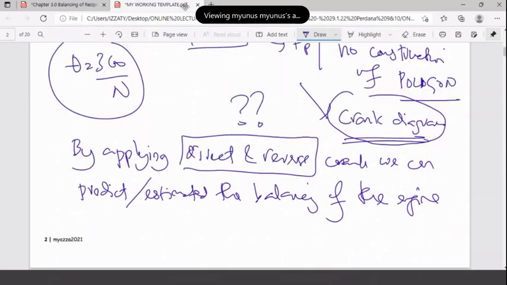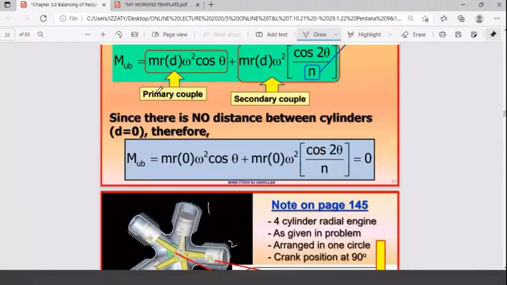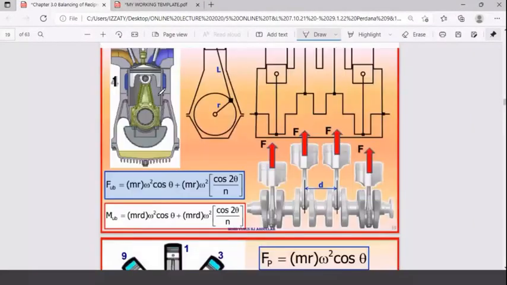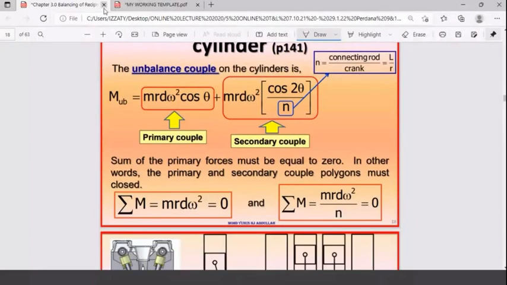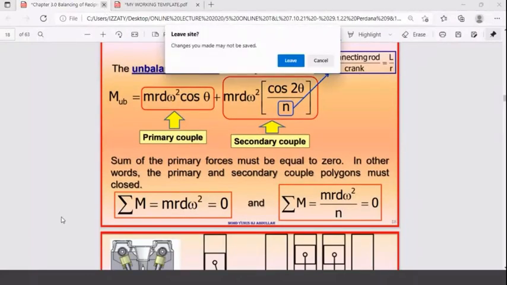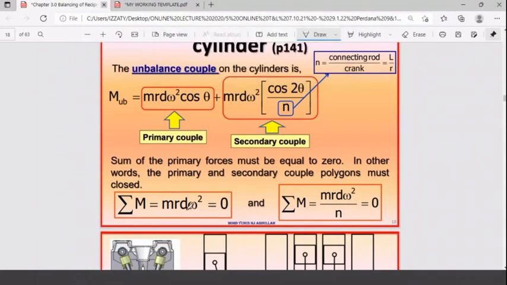So now we go back to our figure, or go back to our notes here. Oh, this one is an inline engine. Sorry, I opened up the wrong file here, so I'm going to open up the correct one. Okay, now this one's the correct one.